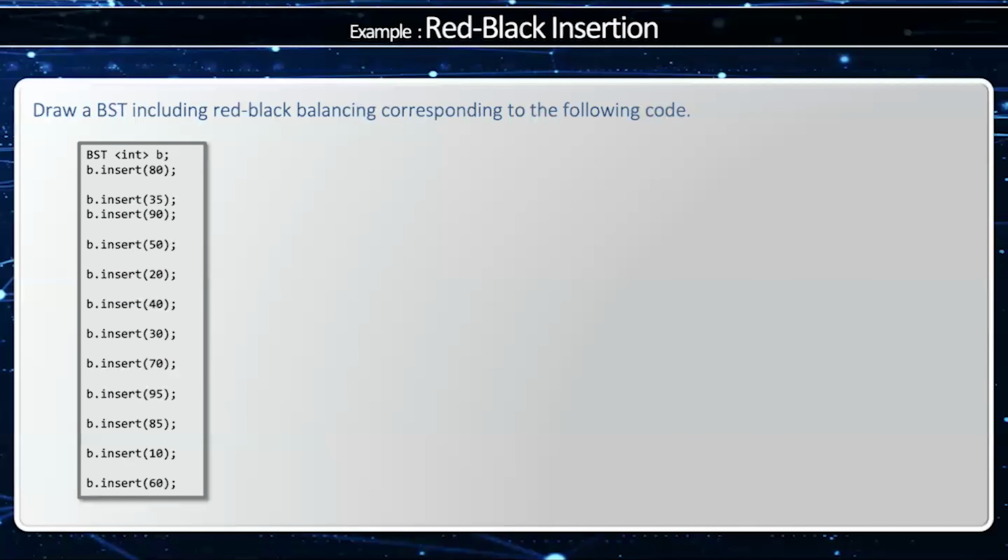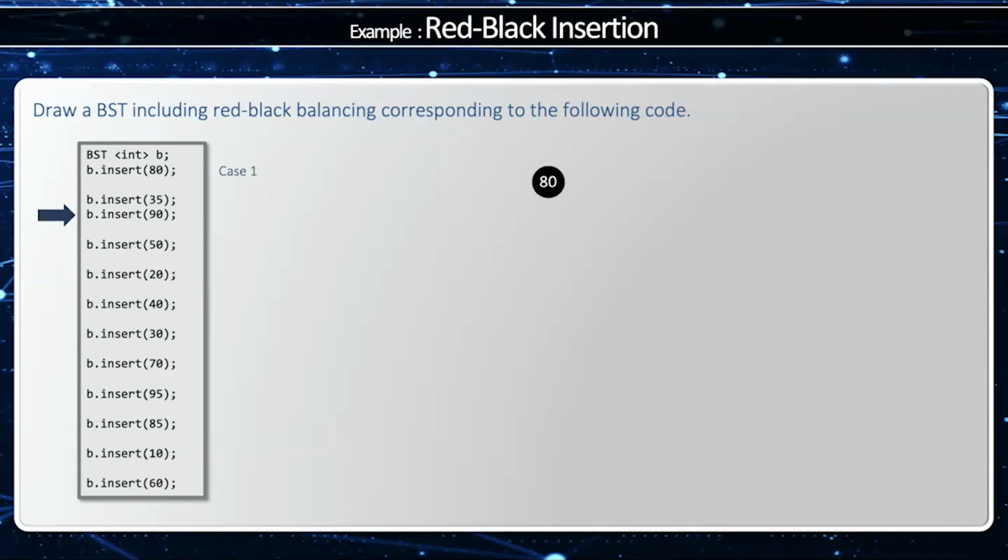Okay, so now we're going to work through exactly the same problem, except now we're going to use a red-black BST. So first of all, I'm going to insert 80. We always insert a node as red. Then we're going to activate case number 1, which says the root must be black. Now we're going to insert 35 and 90.